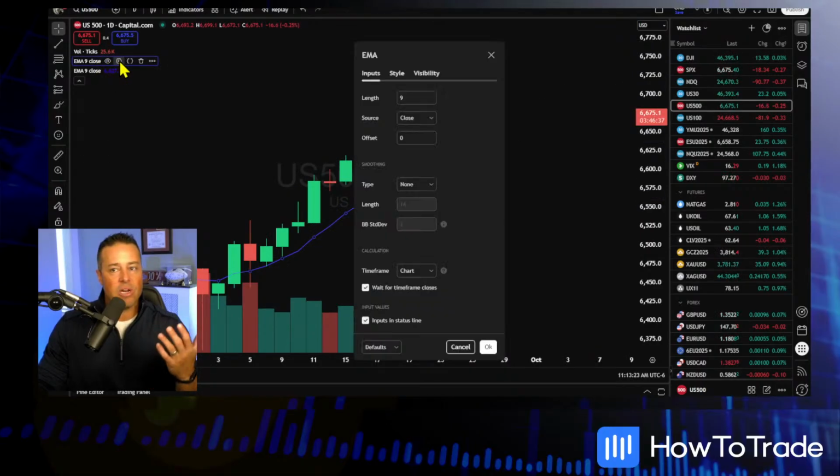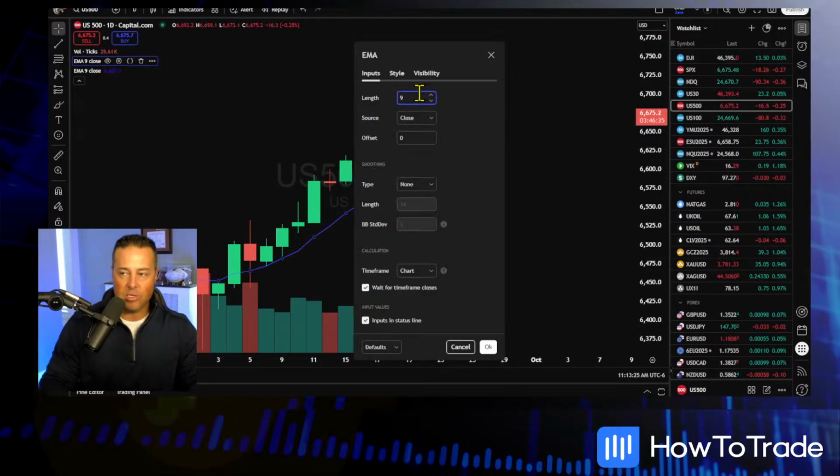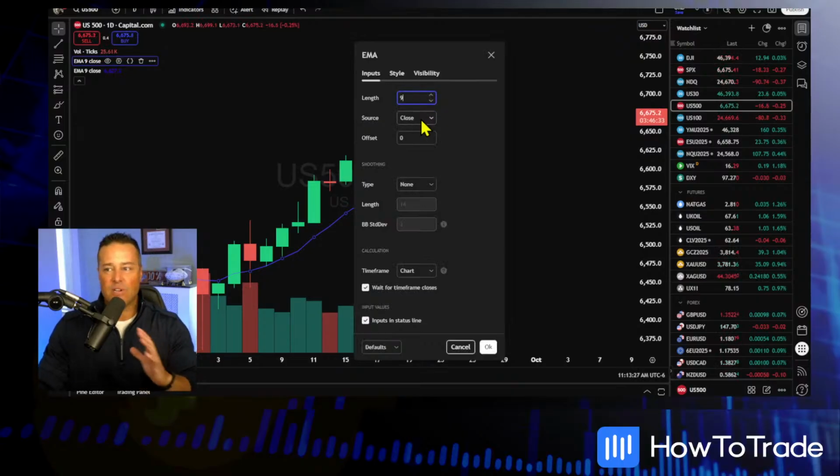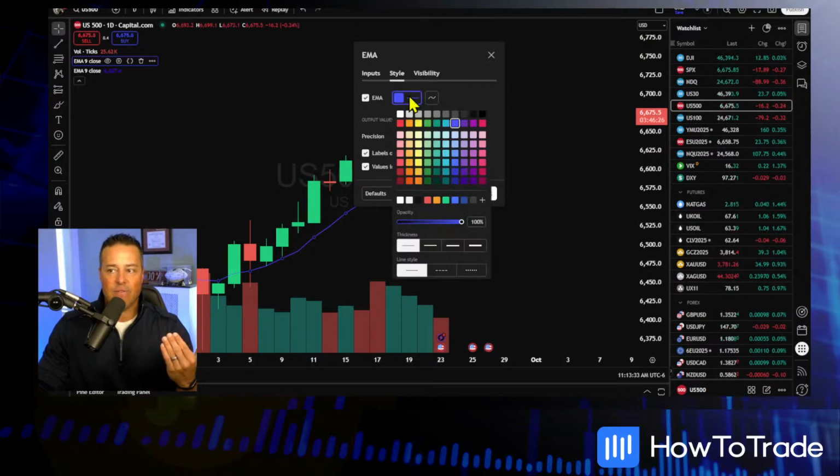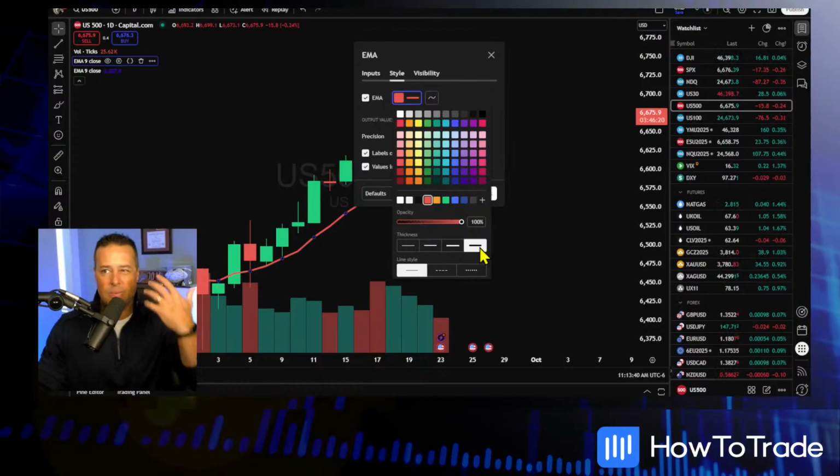So what you're going to do is go ahead and click that twice. Go up to your inputs. You can leave this one at 9. We're going to just leave the source on the close. Don't worry about the offset. Don't worry about smoothing or any of that. Style-wise, I love to have them different colors. So this is my hot EMA. I like to make that red. That way I always know when red crosses blue, I'm going to be looking to trade. And then right there, let's go ahead and just hit OK.